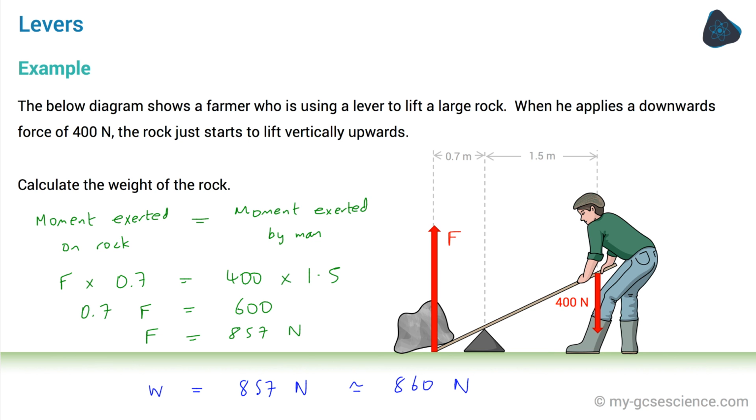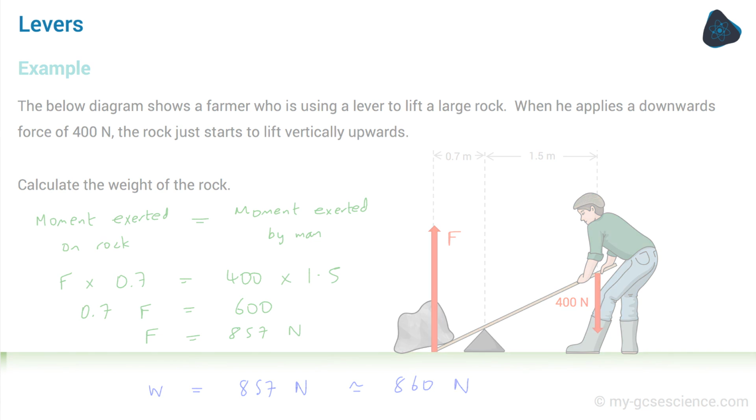If the value of F is smaller than this, then the rock will stay put. If F is exactly equal to this, then the rock will be at the point of lifting, and for values of F larger than this, by even just a fraction of a newton, there'll be an upwards resultant force acting on the rock which causes it to rise.